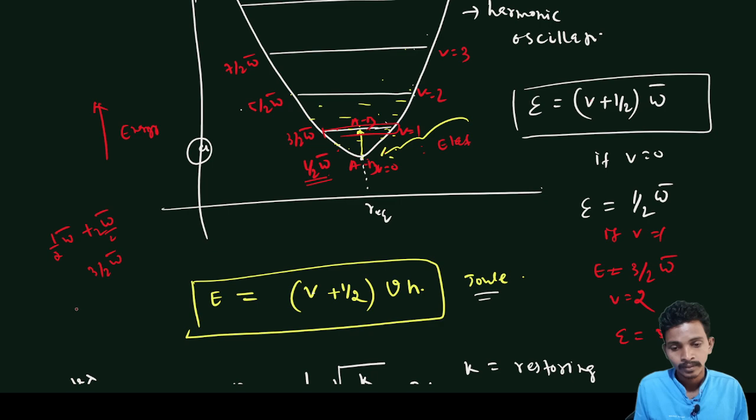But if it has 1 by 2 omega naught, and we give that half omega naught from electromagnetic radiation, it will not absorb, because omega naught does not lie here; there is no energy level here. So it will not absorb this energy. It absorbs the energy given by electromagnetic radiation only if, after absorbing it, it is able to shift to the next higher energy level.